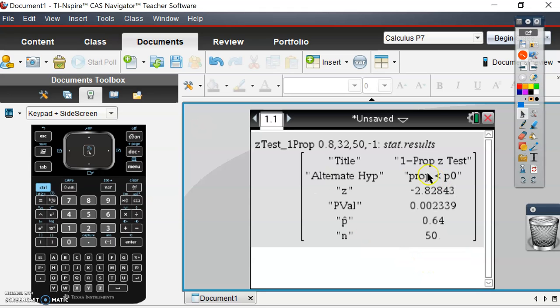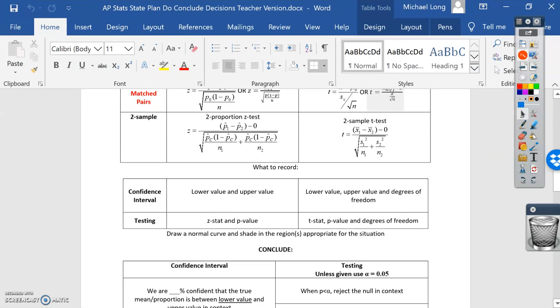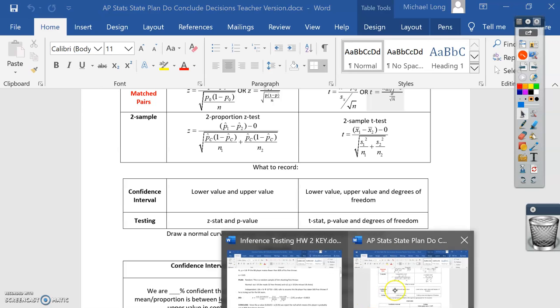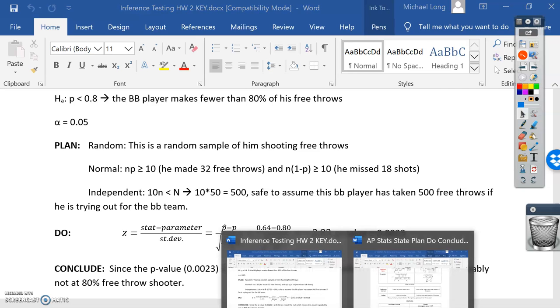And you will see there's the 2 values that we need. There's the Z, which is negative 2.83, and there's the p-value, 0.0202339. And so I record those. If you go back to your notes, it tells you what to record. For testing, we record the z-stat and the p-value. Those 2 values right there are what gets recorded in our test. So again, there's the z-stat, there's the p-value, and we're going to use in particular this p-value to help us make our decision. Okay, so let's go back to our notes now.